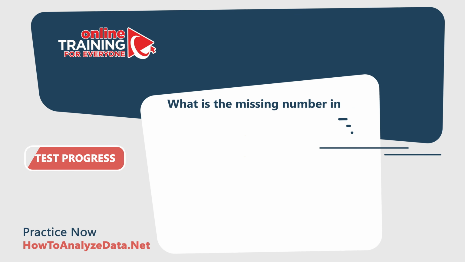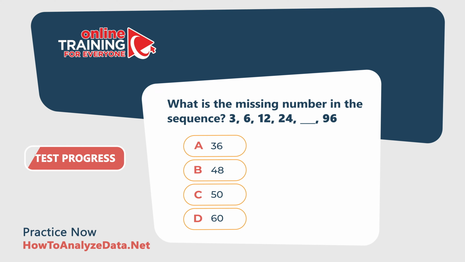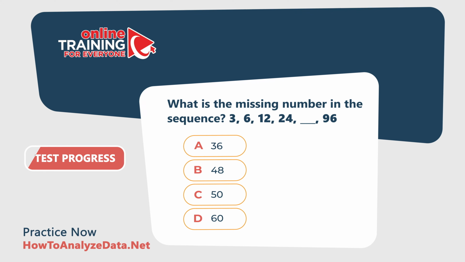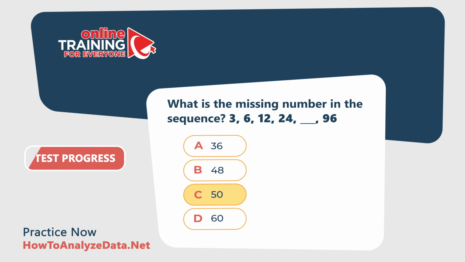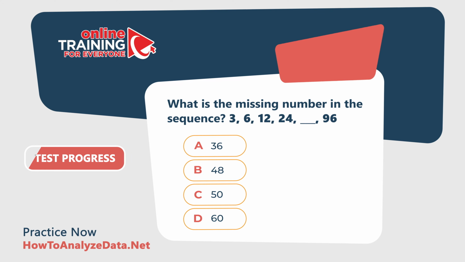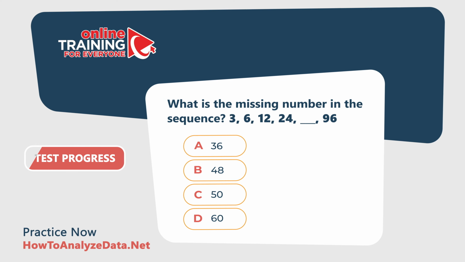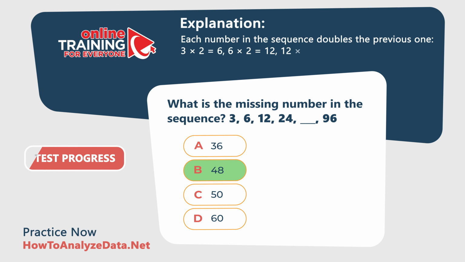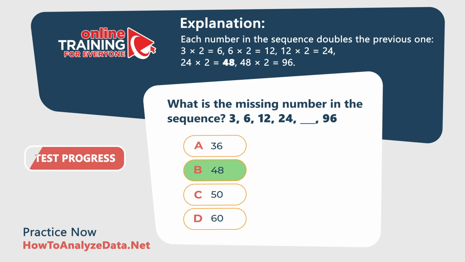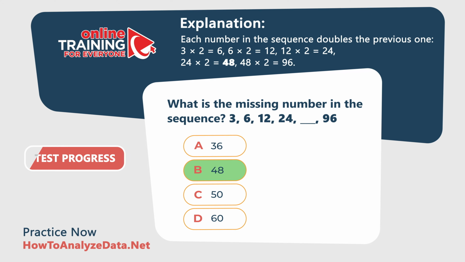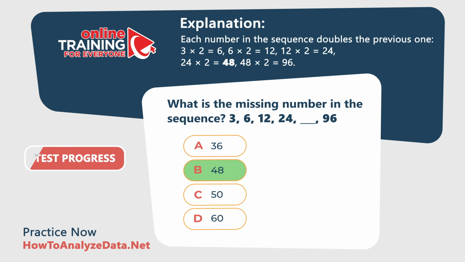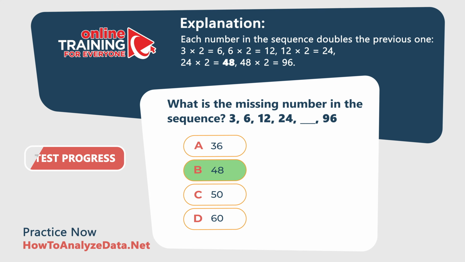What is the missing number in the sequence? 3, 6, 12, 24, missing number, and then 96. Choice A, 36. Choice B, 48. Choice C, 50. And choice D, 60. The correct answer is choice B, 48, and here's why. Each number in the sequence doubles the previous one. 3 multiplied by 2 equals 6. 6 multiplied by 2 equals 12. 12 by 2 equals 24. 24 by 2, 48, and 48 by 2 is 96.